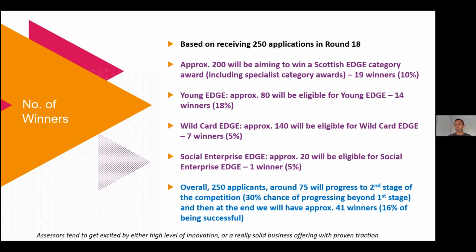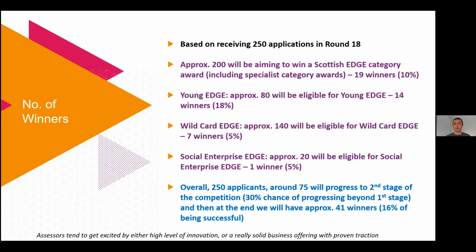For Young Edge, we think there'll be around 80 businesses eligible based on averages. Some of them will just be applying for £10,000 or £15,000, but some will also be applying for higher amounts, also eligible for Scottish Edge, but in the age bracket for Young Edge, and could potentially go into that category. So Young Edge, 80 businesses, we'll take probably about 20 into the final, and then we'll have 14 winners, which works out at around 18% chance of success.